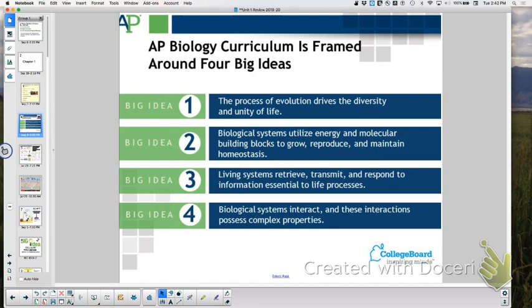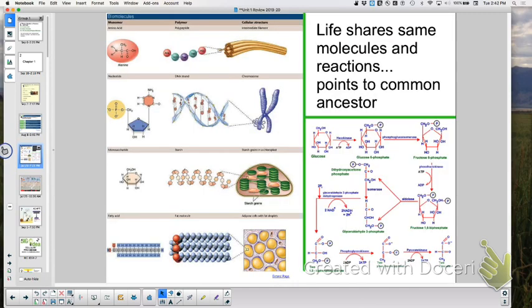You already have a little taste of all 4 of those big ideas and would be able to write on them. All right. Next, we totally know this. Look at this picture. It should all make sense to you now, yes? Life shares the same molecules and reactions, and it points to a common ancestor. What's going on up here? What is that?